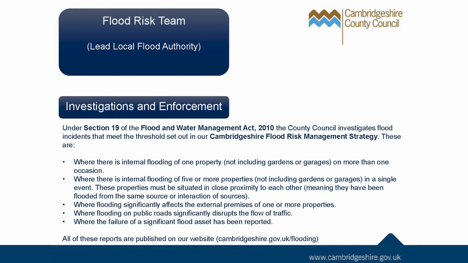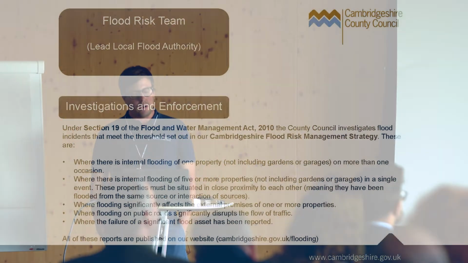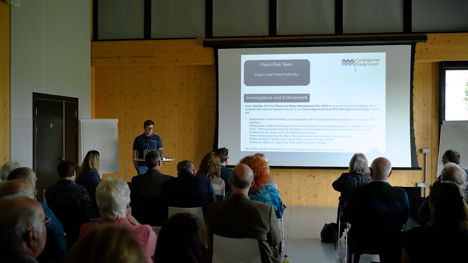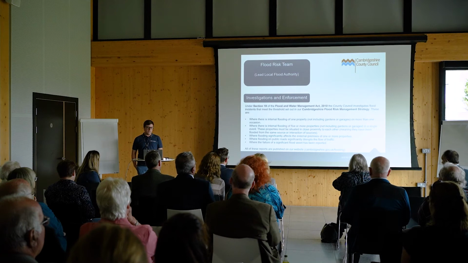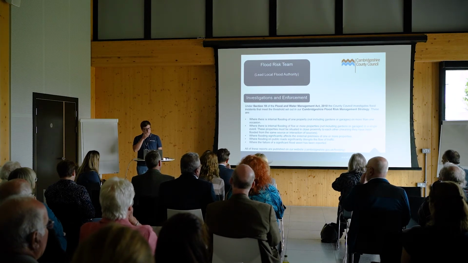So I'll start with investigations and enforcement. Under the Flood and Water Management Act, we have to investigate flood incidents that meet the following criteria. If there is internal flooding of one property on more than one occasion, if there's 5 or more properties in a single occasion, we say in close proximity, but suggesting that they have been flooded from the same source, where flooding significantly affects the external premises of one or more properties, when flooding on roads disrupts flow of traffic, or when the failure of a significant flood asset has been reported.